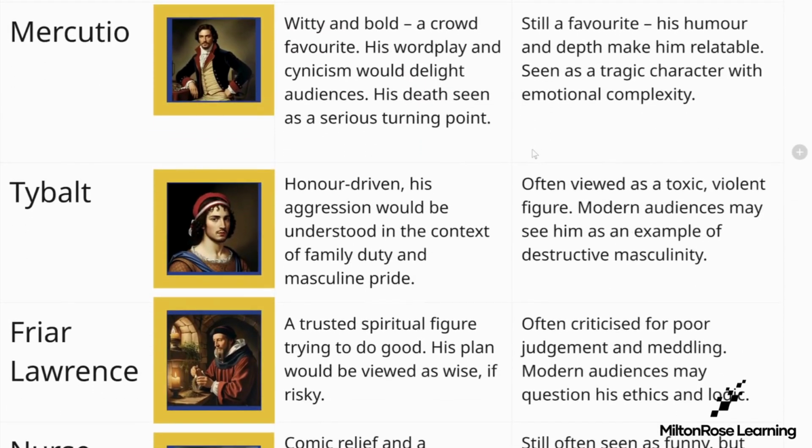Friar Laurence on the left, Elizabethans would have seen him as a trusted spiritual figure trying to do good, but they weren't that keen on Catholics, so they would have been a little bit suspicious. His plan would have been viewed as wise, but quite risky.